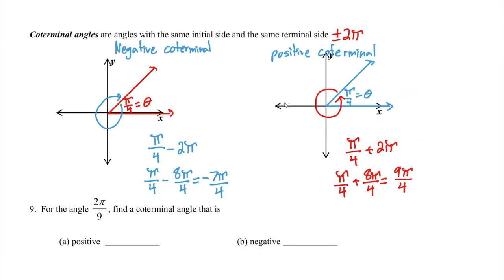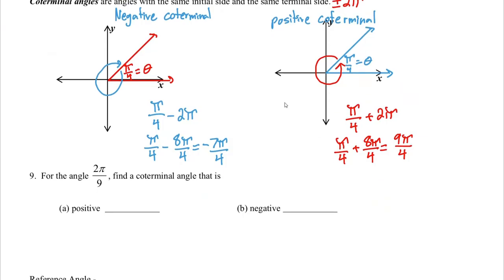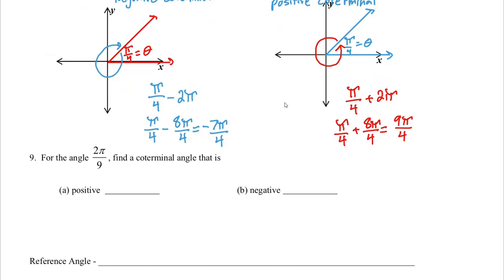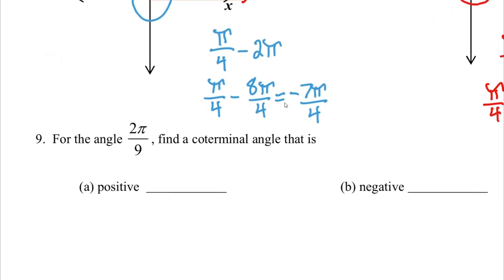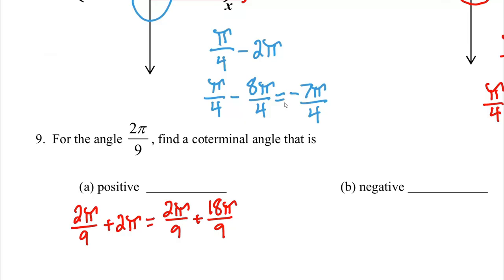All right. So this wants us to find, for 2 pi over 9, a positive coterminal angle and a negative coterminal angle. So in order to find a positive, what should I do? Add 2 pi. But again, I need to get a common denominator. So my denominator is going to need to be 9. So what would my new numerator be? 18. So it'd be 18 pi over 9. So a positive coterminal angle would be 20 pi over 9.